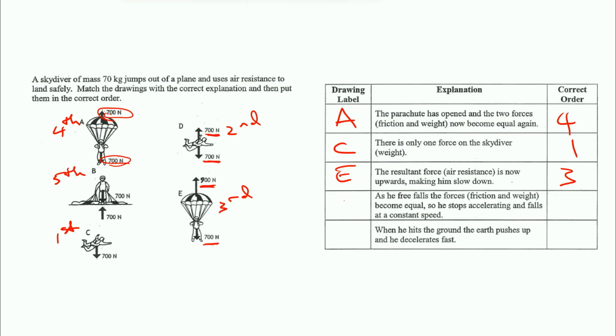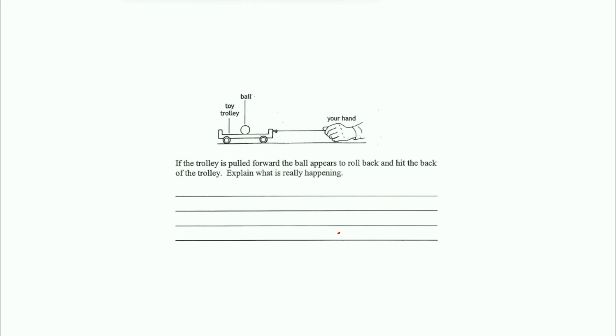Well, that was D before they opened the parachute. That was the second one. And then of course on the ground is the last one. Hey, go back. There we go. What am I doing? B. There we go. Cool. Done.